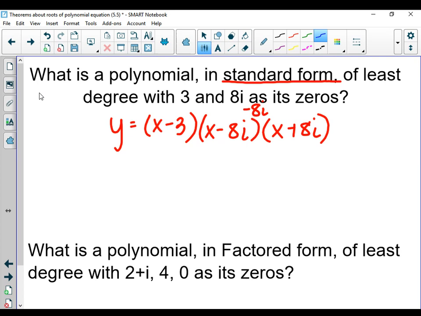Wow. I'm the singer. Okay, so if I multiply by imaginary numbers, I get x squared plus 8ix minus 8ix.